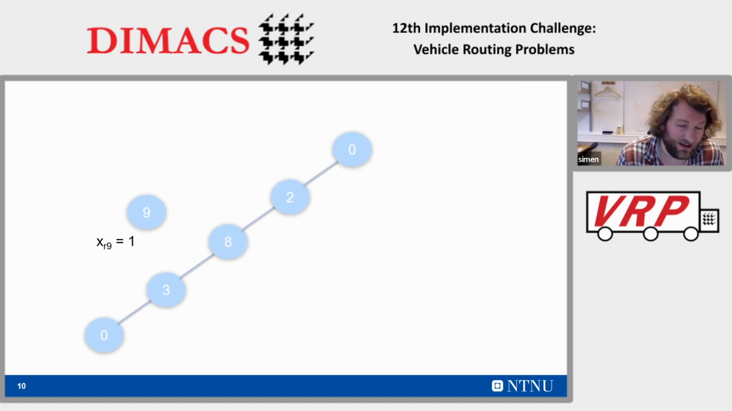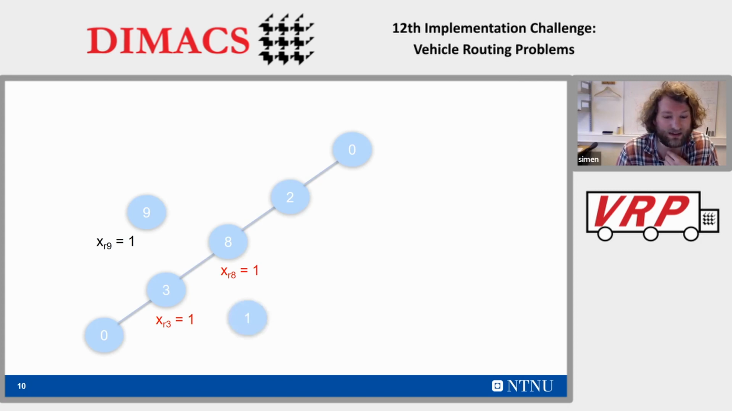If we do that, we set this XR9 to 1. And the way we have set up the model, the cost of inserting node 9 between node 3 and 8 is also exactly calculated. But it requires that both node 3 and 8 are also included in the route, because if not, the cost structure breaks down.